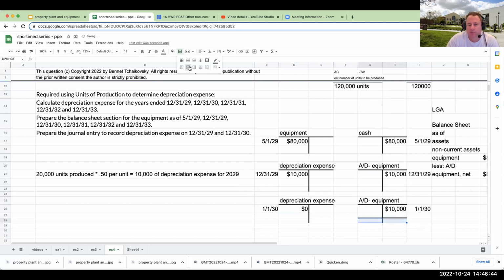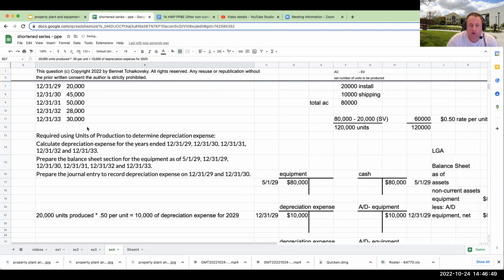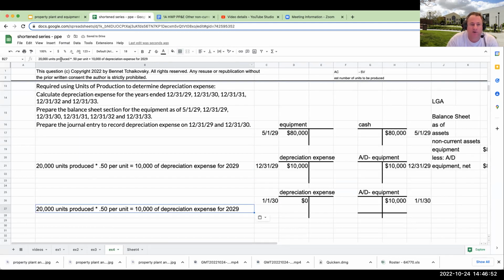So now the question becomes, how many units did I produce, and how much should I be recording? I've got 45,000 units produced. So 45,000 units produced at 50 cents per unit is going to give me 22,500 of depreciation expense for 2030. So on 12/31/30, this is 45,000 times 50 cents, or 22,500.